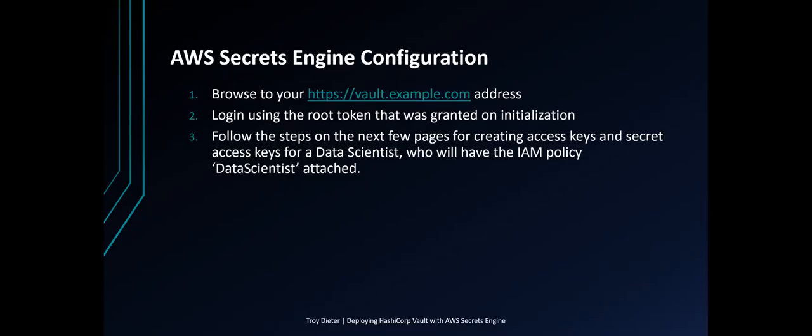Browse to https://vault.yourexample.com address. That'll be your Route 53 forward zone. Log in using the root token that you created in Lecture 4 that was granted on initialization. Follow the steps on the next few pages for creating access keys and secret access keys for an example data scientist who will have the IAM policy data scientist attached.